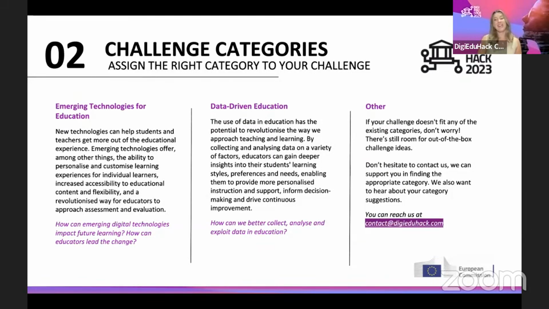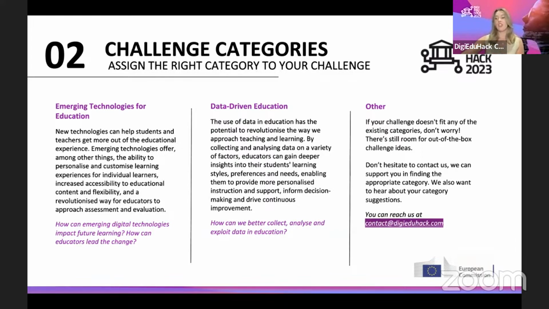Next, seventh challenge area, emerging technologies for education. If you want to go a bit more detailed on the tech level, you can choose to focus on how emerging technologies can impact future learning and how educators can lead that change. You can also focus on, let's say, XR or AI or some specific emerging technology if you wish, but if that's where your head's at, then this challenge would be for you.